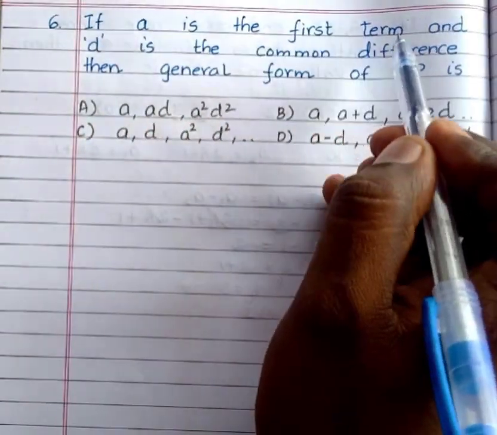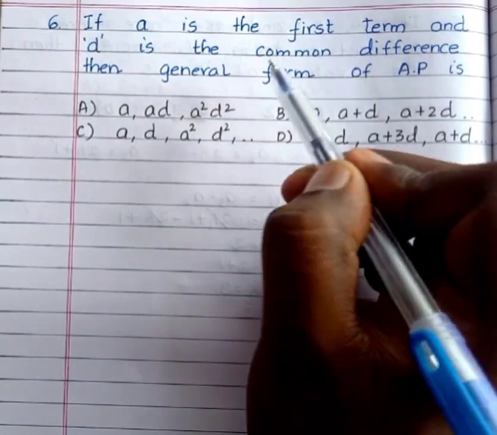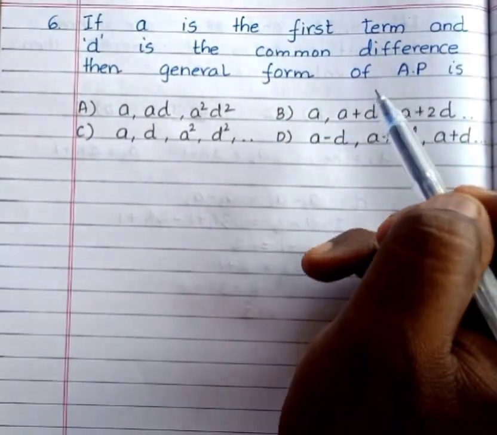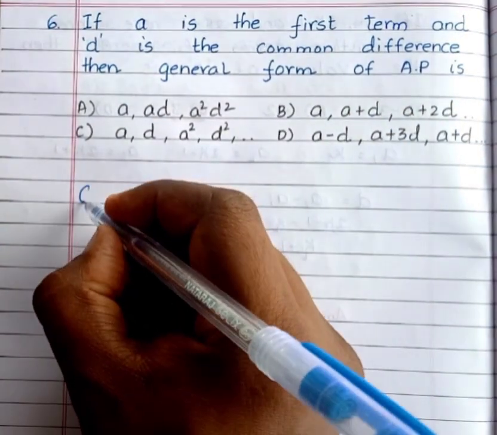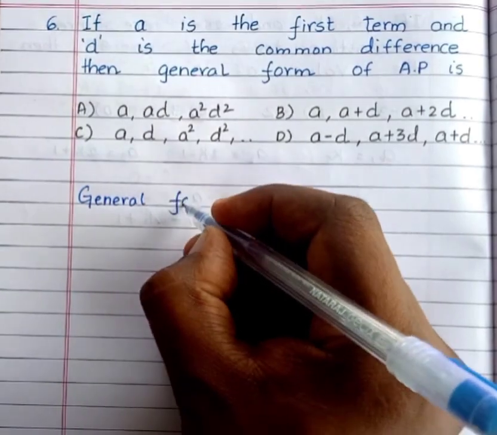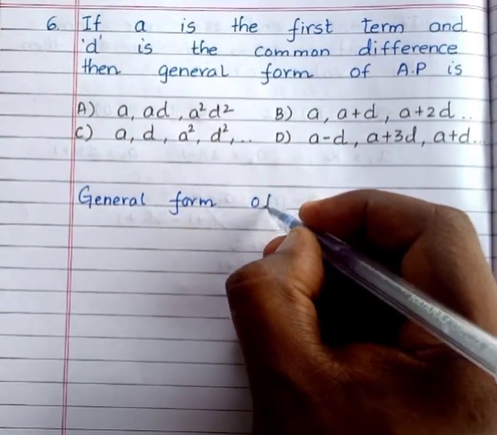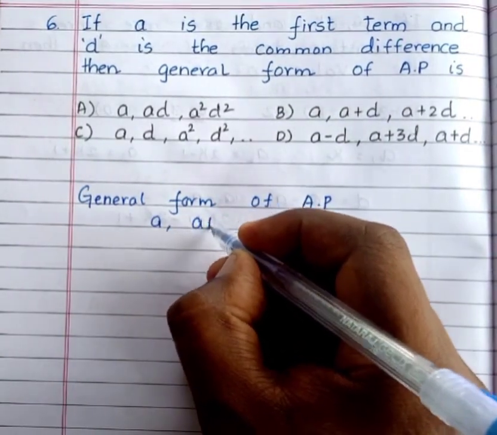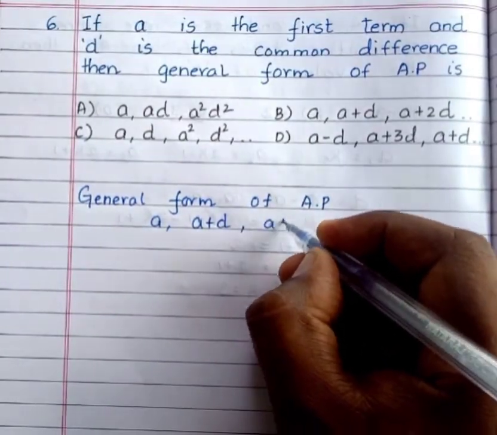Now question number 6. If A is the first term and D is the common difference, then general form of AP is. It is a direct question. The general form of AP is A comma A plus D comma A plus 2D comma A plus 3D and so on. Therefore the correct answer is option B.